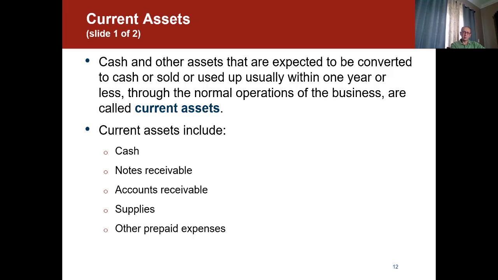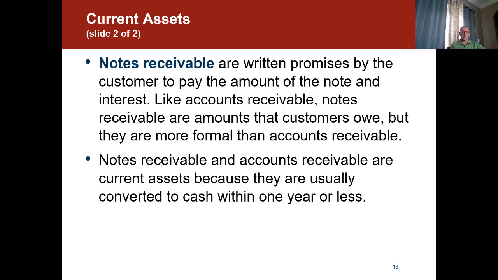So what are notes receivable? Because we talked about accounts receivable before. Notes receivable are very similar to accounts receivable. The only difference is that they're not verbal agreements. These are written agreements. Notes receivable are written promises by the customer to pay the amount of the note and interest. Like accounts receivable, notes receivable are amounts that customers owe, but they are more formal than accounts receivable. Notes receivable and accounts receivable are current assets because they're usually converted to cash within 1 year or less.